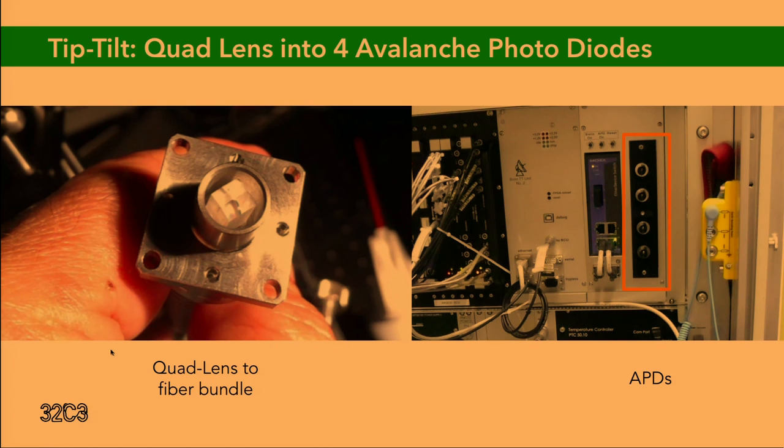The tip tilt is much easier because, you remember this tip tilt, just the moving around. So you have four quadrants in a little cell, and if it moves up, down, left, right, you can easily detect that, and that is fed into an array of four avalanche photodiodes to actually record this. And for that, we don't need many photons, so this tip tilt star can comparably be dim.